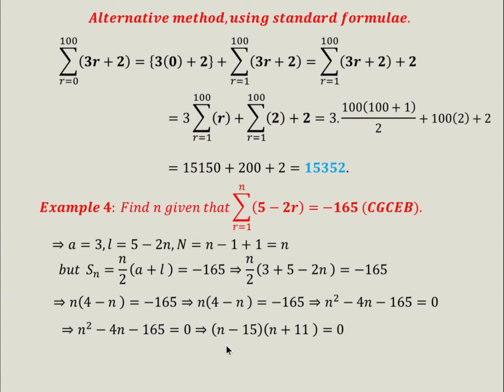And factorizing, we have n minus 15 into n plus 11 equals 0, which gives the values of n as 15 or negative 11. But we have to note that in sigma notation, the upper limit is always greater than or equal to the lower limit. So n being greater than or equal to 1, we have that the value of n then is 15.